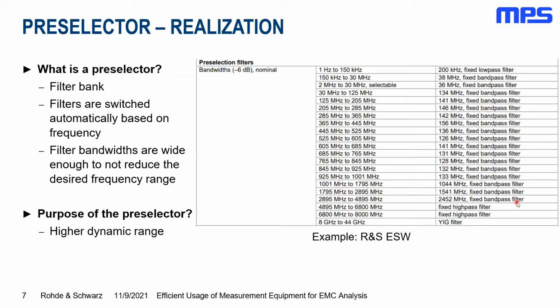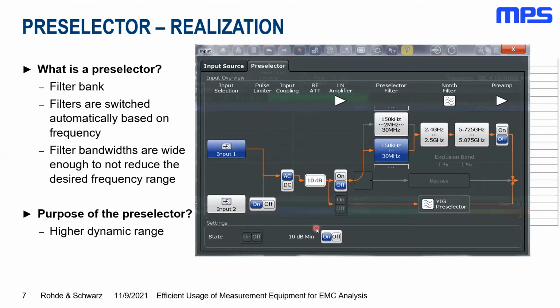These are fixed bandpass filters. For higher frequencies, we are just suppressing the lower frequency noise, let's say it like that, and thus only having the YIG filter, which suppresses all frequencies below the 8 gigahertz at the ESW.